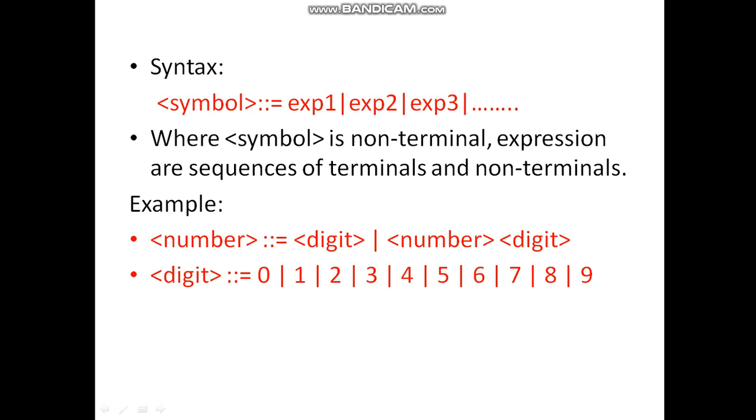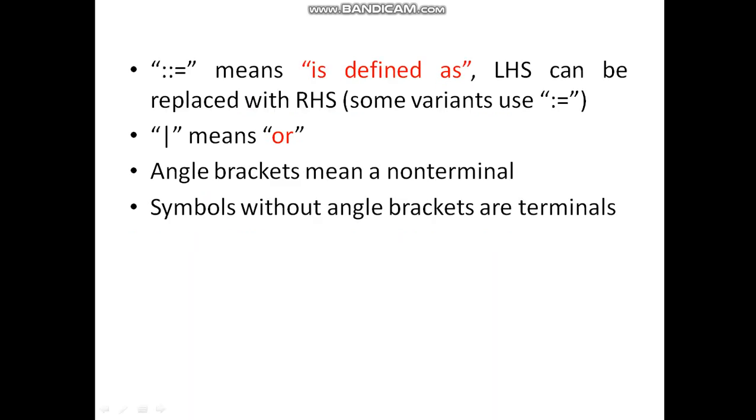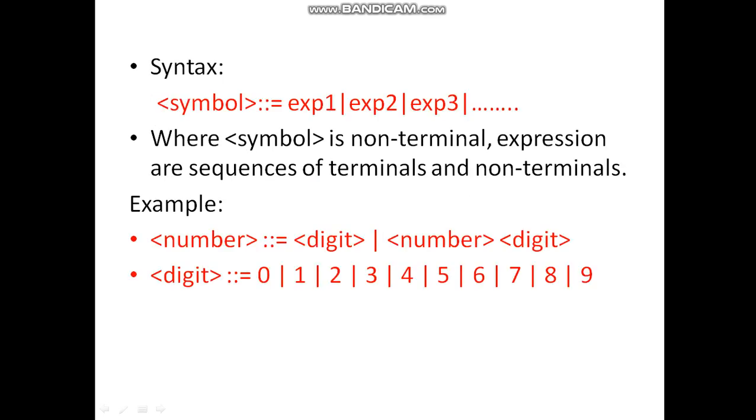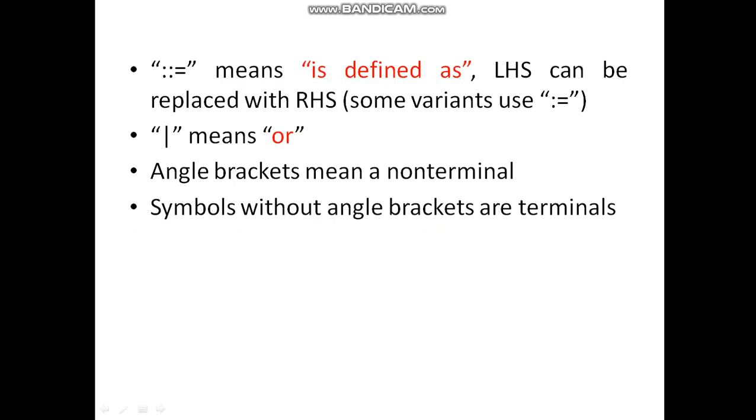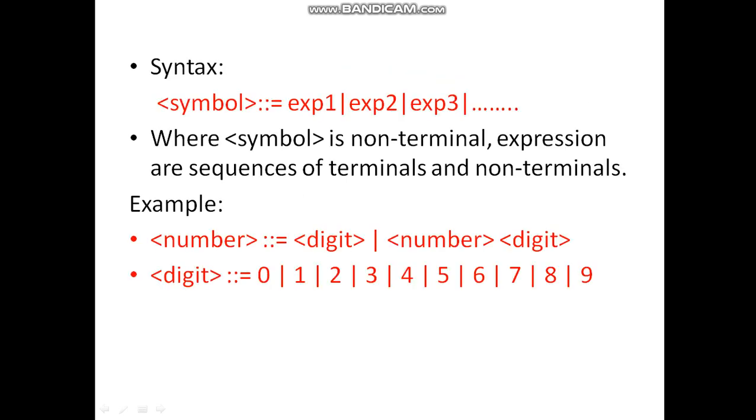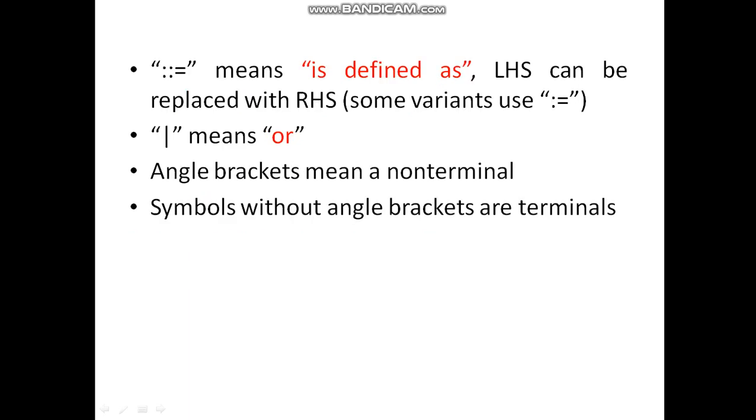For example, how do we read this symbol? We read the scope resolution operator equal to as "is defined as". Number is defined as digit or number digit. Again, digit is defined as 0 or 1 or 2 or 3, and so on up to 9. So you can read it as number is defined as digit, and the vertical bars are read as OR.